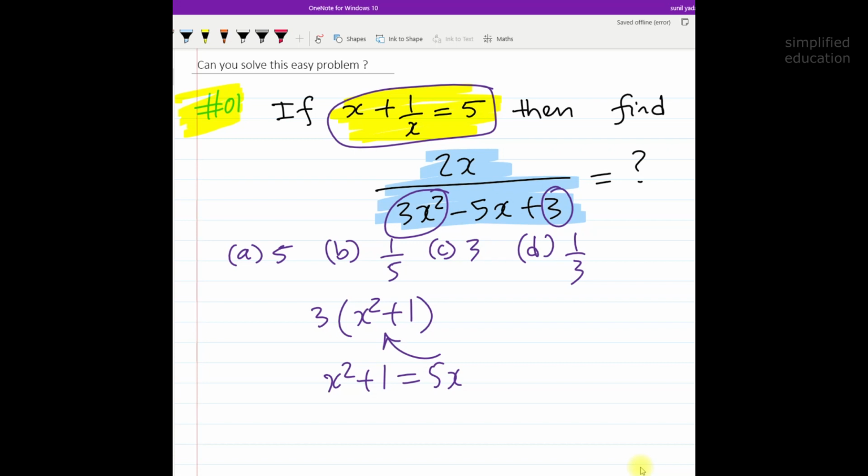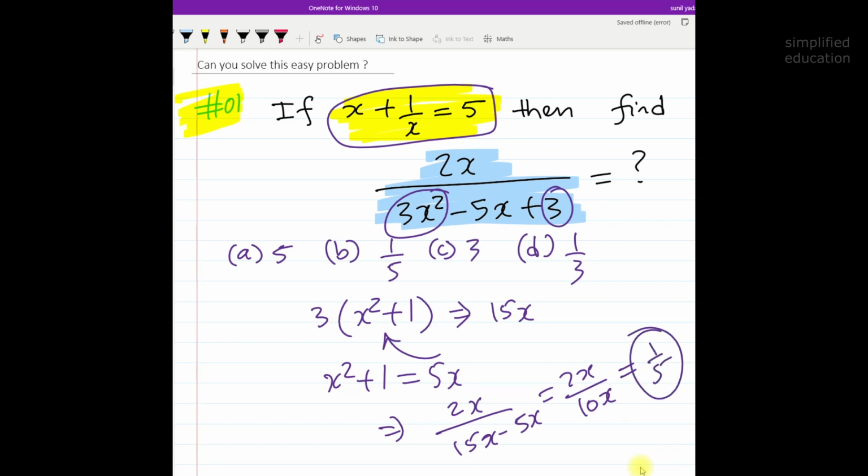So that goes here and you have 15x and the denominator becomes 2x over 15x minus 5x, that becomes 2x over 10x, and that gives you 1 over 5. This is our right answer here.